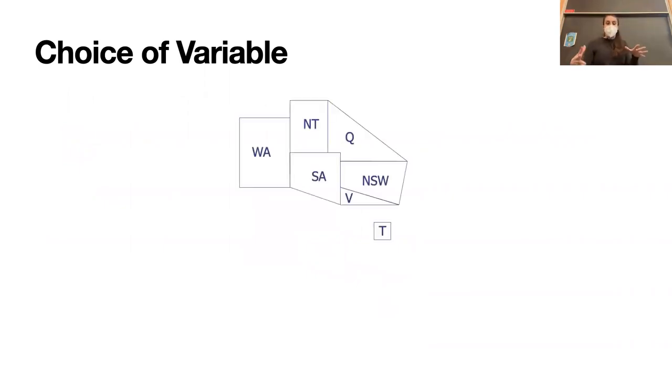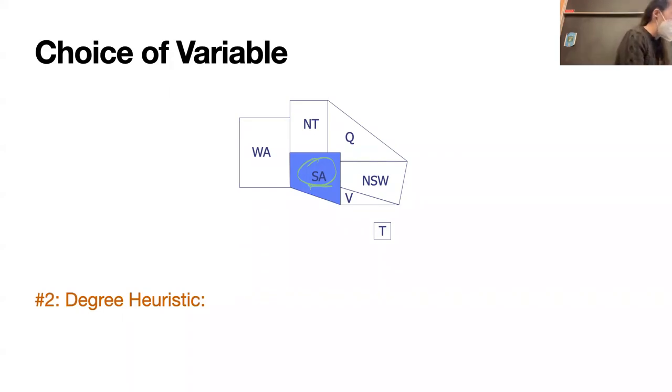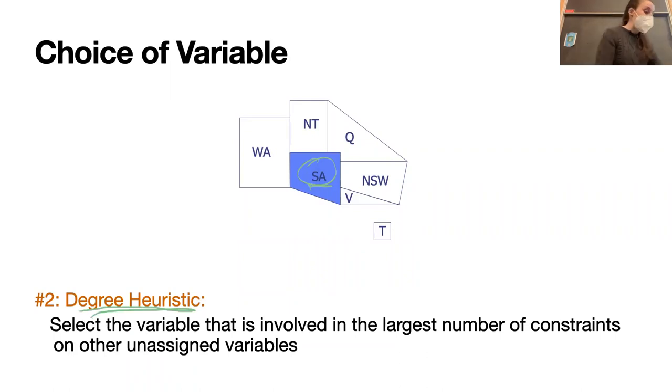So let's talk about this in a more general sense. If I gave you this and I said, okay, we're going to try map coloring, and you could pick any one to start with, which one would you start with? Probably SA. So this is related to choosing the variable, and the reason we want to do this is because it's the most constrained. Once we choose that, we've eliminated the hardest choice. Another thing we're thinking about here is what's called a degree heuristic. This basically selects the variable that is involved in the largest number of constraints on the other unassigned variables. So this is one of the key heuristics that we're going to be thinking about for constraint satisfaction problems.